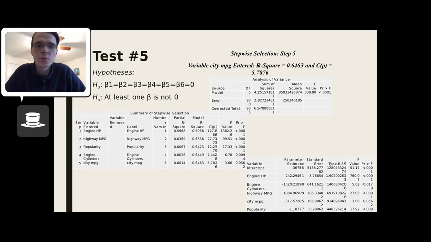The stepwise method shows us the best model that can predict the value for the variable MSRP. We can see that variables engine horsepower, highway miles per gallon, popularity, engine cylinders, and city miles per gallon can explain 64.63% of the MSRP in step 5 of the stepwise method.